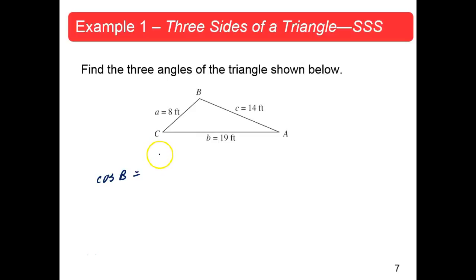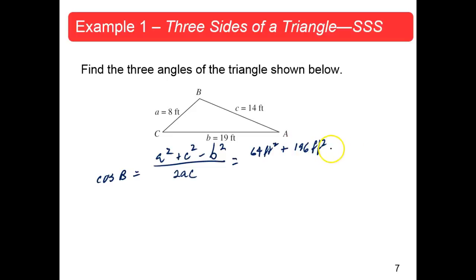It would be, say again, A squared plus C squared minus B squared. That's the only place a B will show up here, divided by 2AC. So let's plug and chug. That will be 64 square feet. I'm going to put the units in since they gave them to us. Plus 14 squared, 196 square feet.